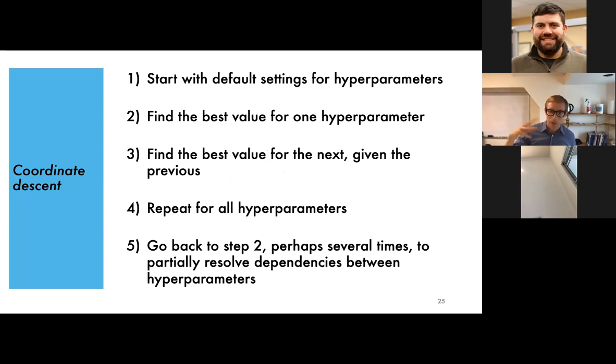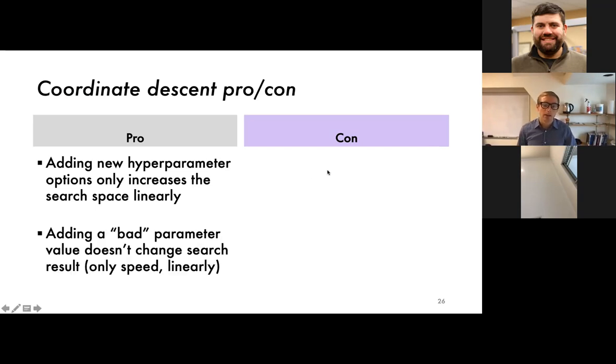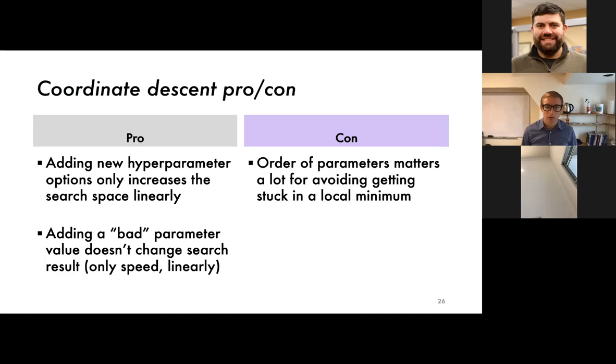And once you change the value of one of them, you're going to want to change the value of the other one. So the pros of this is that adding new hyperparameters only increases the search space linearly. So it's much more tractable to search a bigger space, and adding a bad hyperparameter value doesn't change the search results, unlike a randomized search. So it's only going to add a linear amount of time, however many bad or useless hyperparameter values you added. It's going to spend some time on those, but it's not going to affect the results.